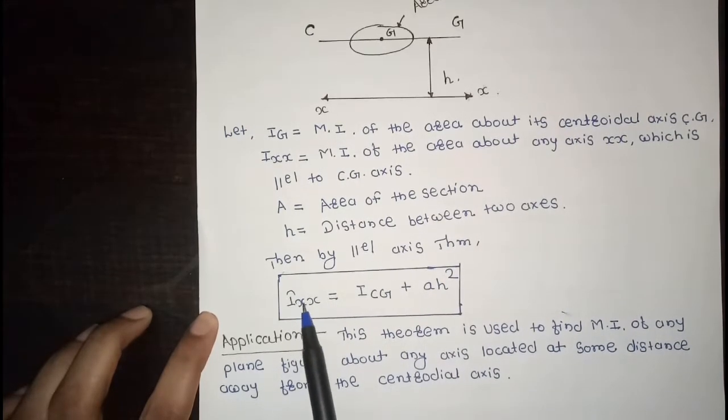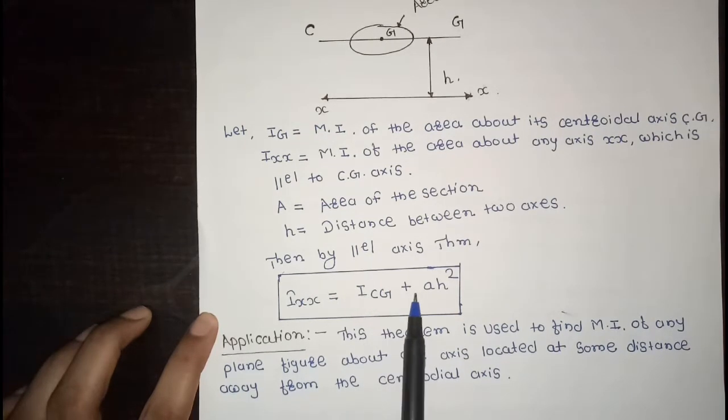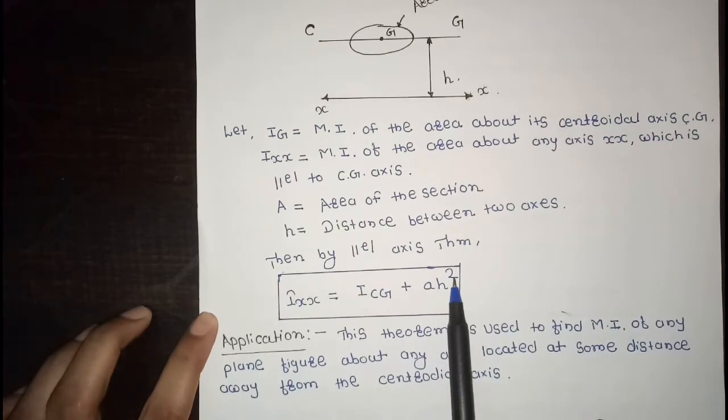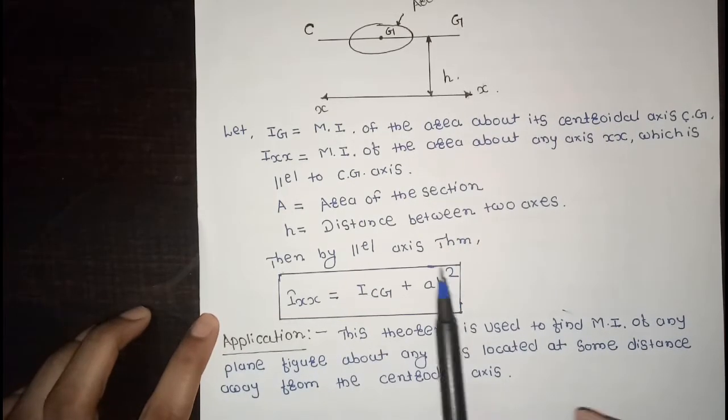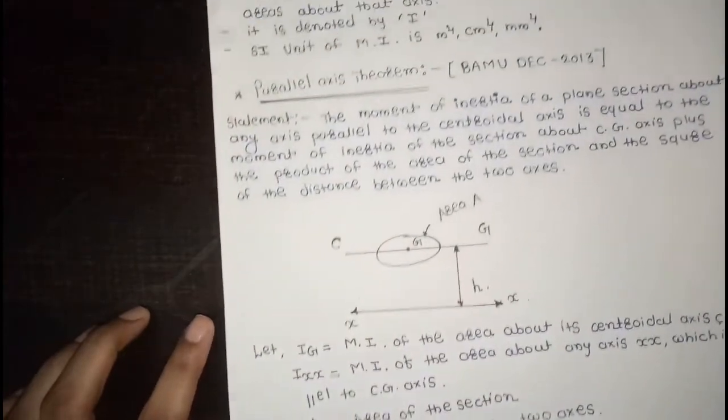Listen carefully. Ixx means moment of inertia about any axis, here the x-axis. Moment of inertia about the x-axis is equal to the moment of inertia about the centroidal axis plus the product of the area of the section and the square of the distance between two parallel axes. So Ixx is equal to Icg plus Ah square. This is the statement.